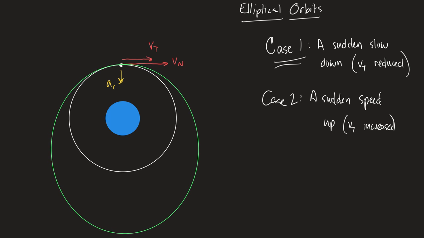It's traveling faster now, and the acceleration isn't enough to stop it, which means in case two, this becomes the perigee. Sudden increase makes that the perigee, the point of closest approach. And the ship will make it out to this point out here, the place further away, which is the apogee. All right.